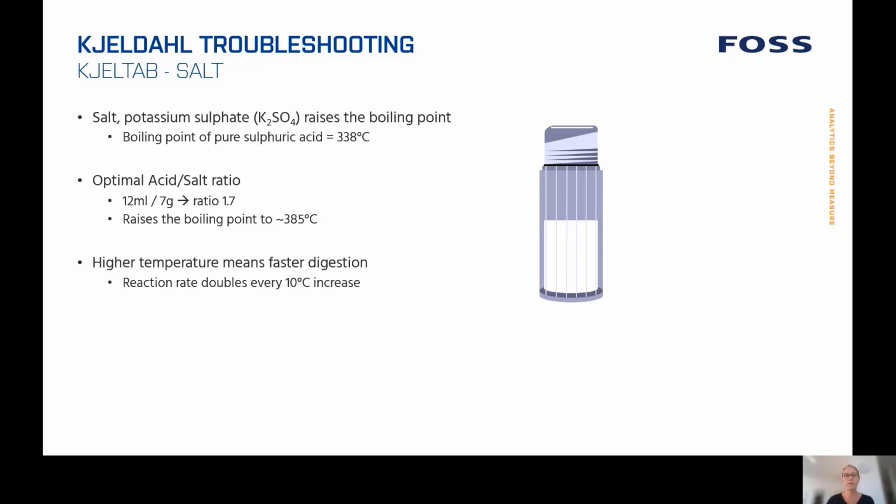In the KJELTAB you have salt and a catalyst, and this is used to speed up the reactions and speed up the analysis. The salt in the KJELTAB is potassium sulfate, and that is to raise the boiling point of the acid. The optimal acid to salt ratio is 12 milliliter acid and 7 gram salt, that's a ratio of 1.7. And higher temperature means faster digestion.